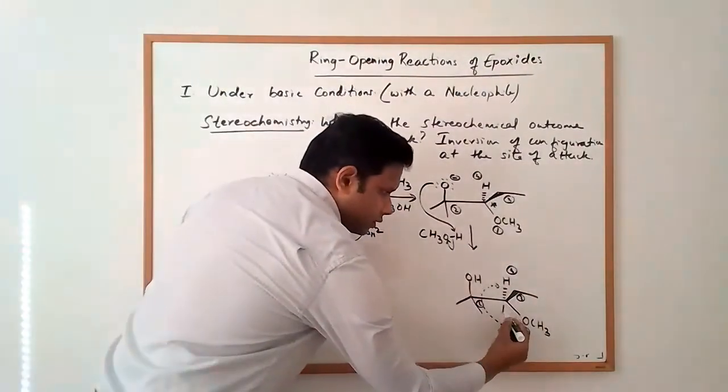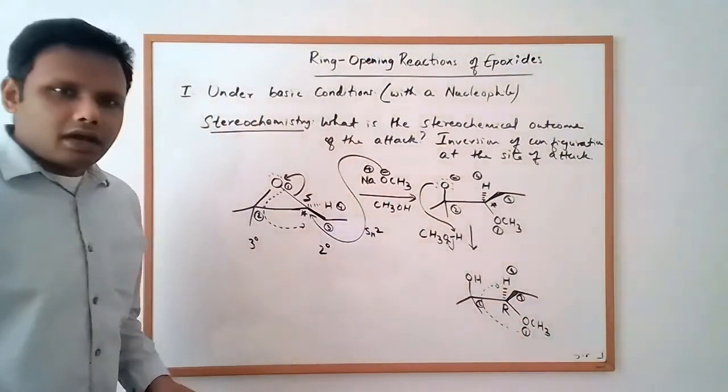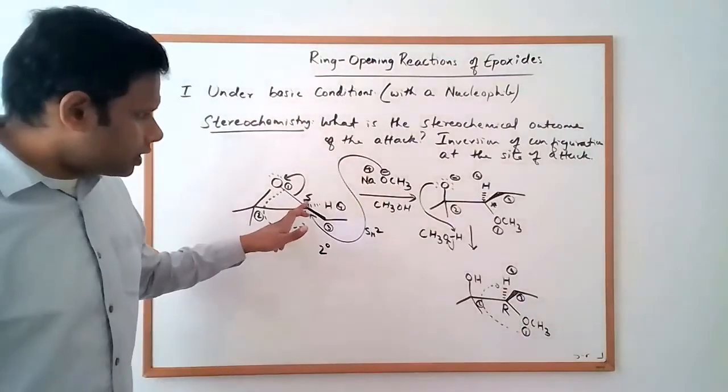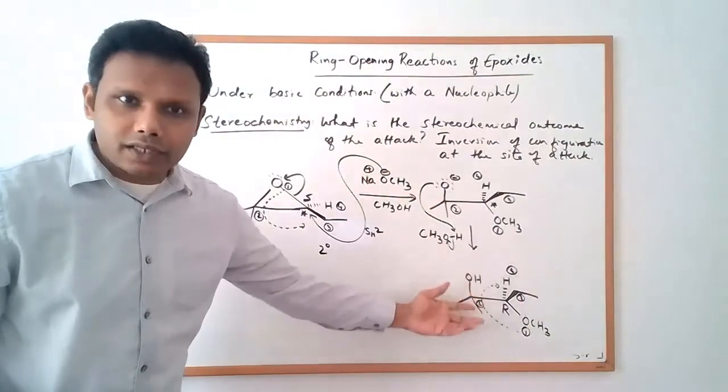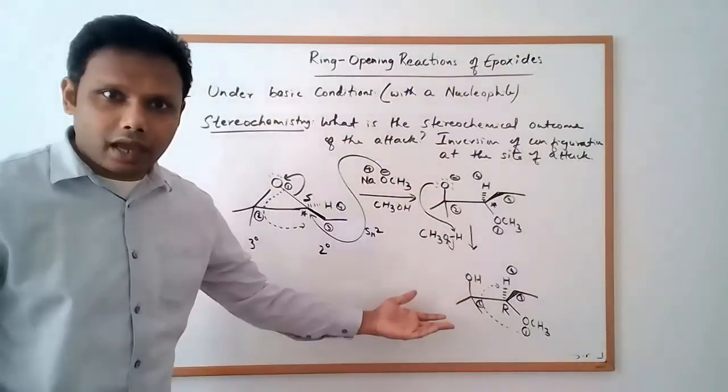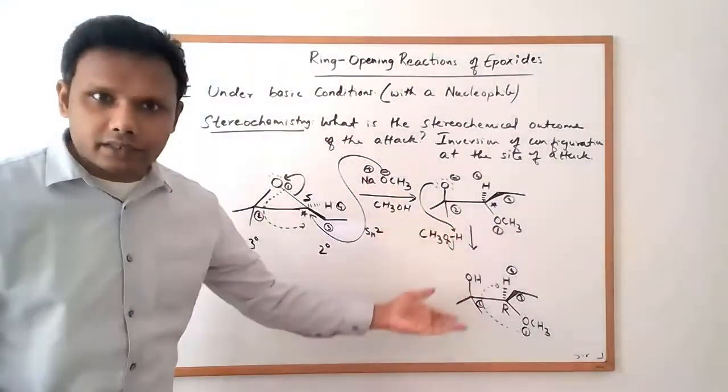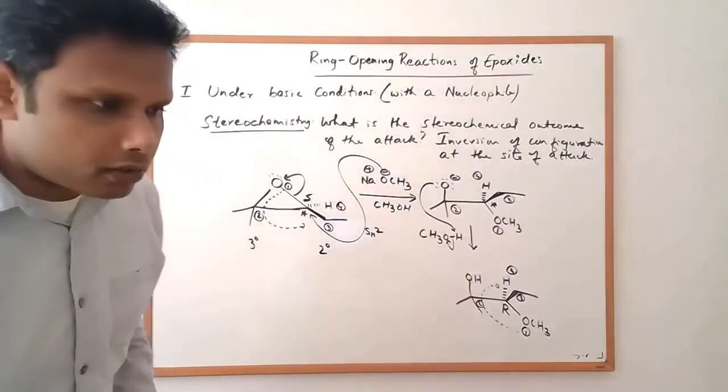So that means the configuration of this carbon is R. So the configuration has inverted at the site of the attack. Wherever the attack happened, the configuration has inverted at that carbon.